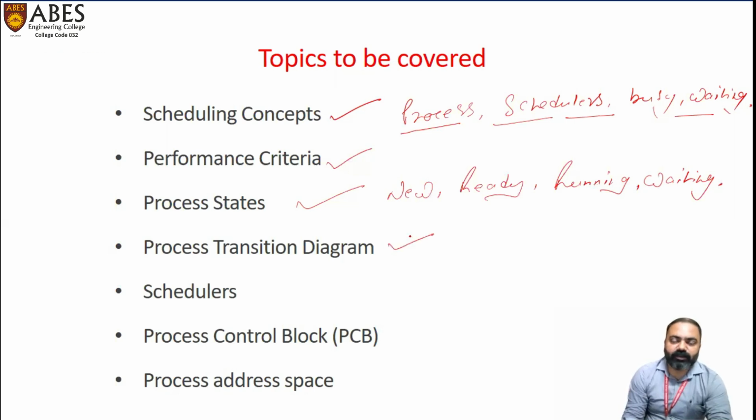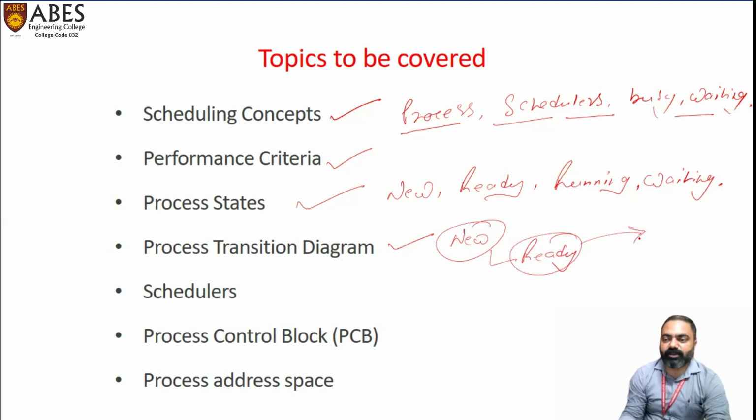Next, there is the process transition diagram, which means we can say the process life cycle diagram. In this topic, we will see all the states and the life cycle of a process. First, the process will be in new, then go to ready, and from ready it will be dispatched to the running state. It means the process is fetched by the processor and will get executed. If it executes completely, then it will go to the terminate state.